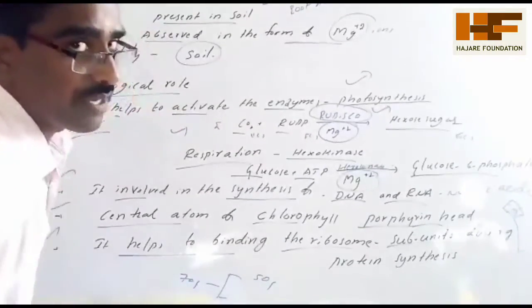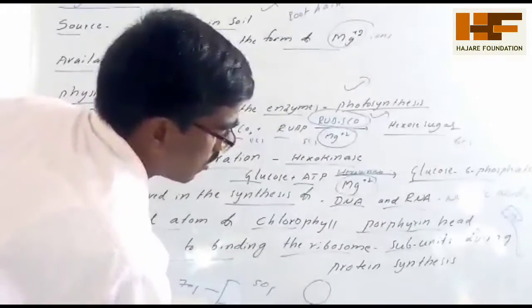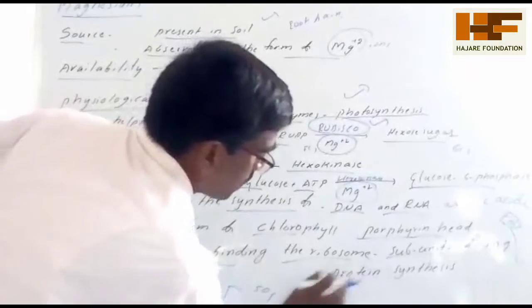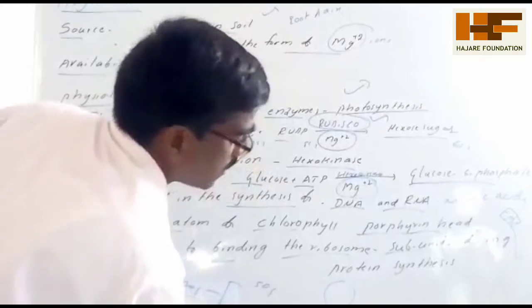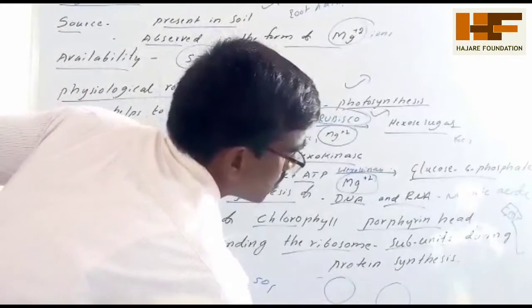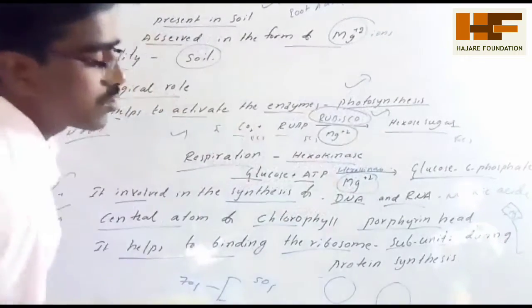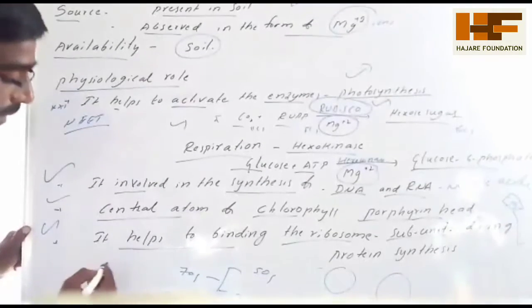The 50S subunit as well as the 30S subunit, we already discussed. They want to combine together. The 50S plus 30S are combined with the help of magnesium ions. So magnesium ions are useful for combining the ribosome subunits.